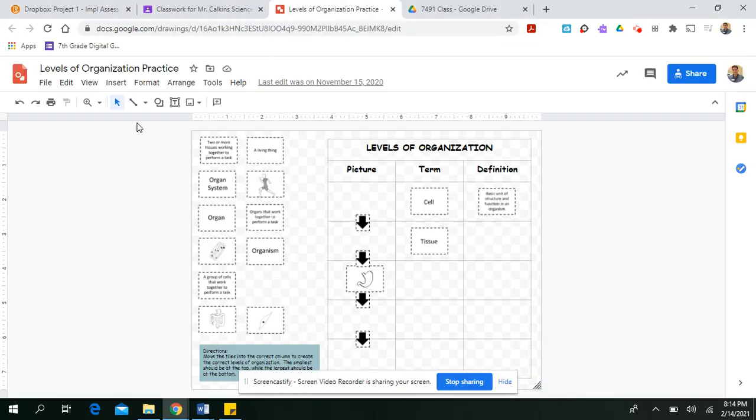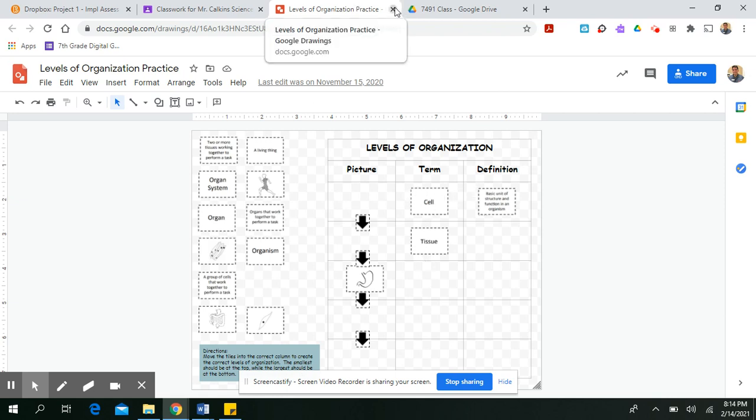All right, this is part two of the videos. This is the levels of organization practice. They're going to put the picture in based on the smallest to largest, matched up with the term and then with the definition as well.